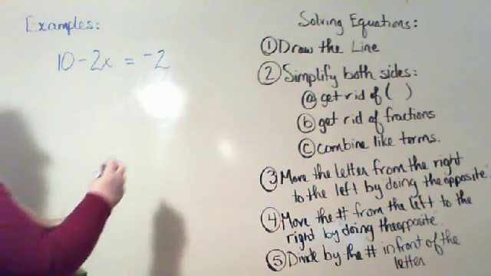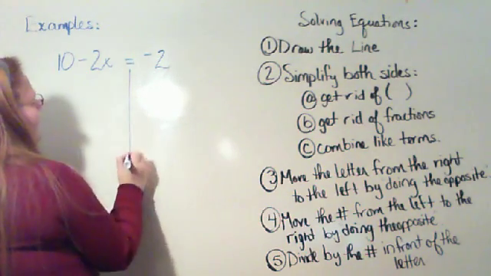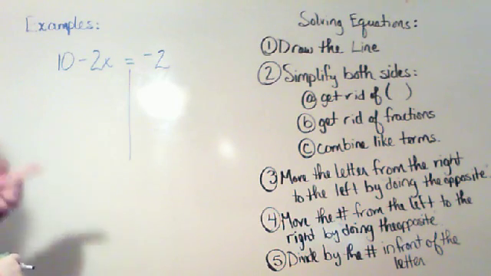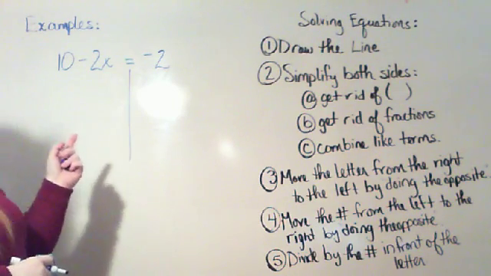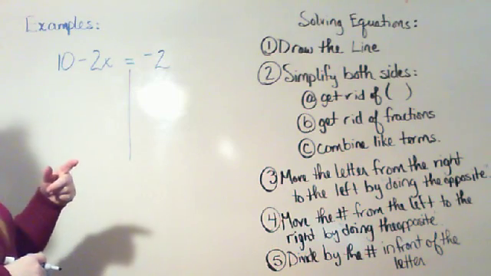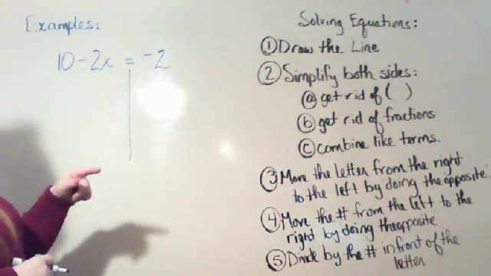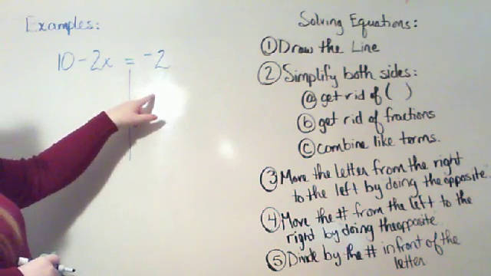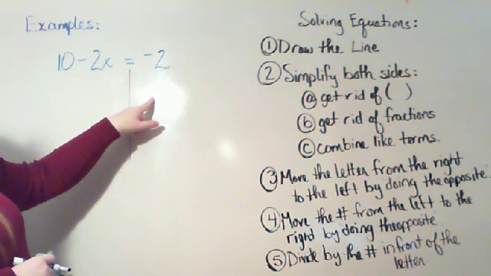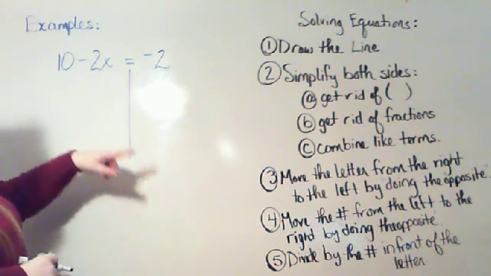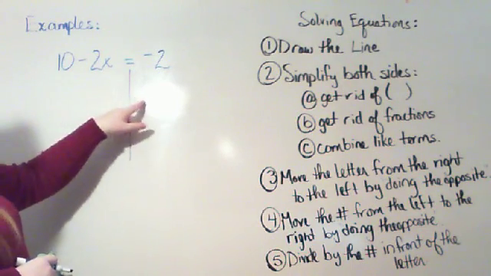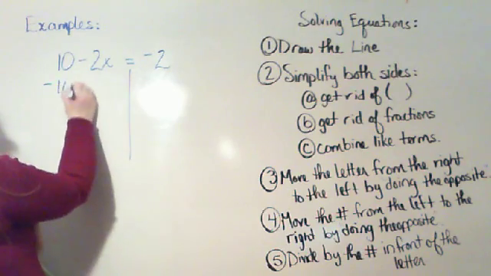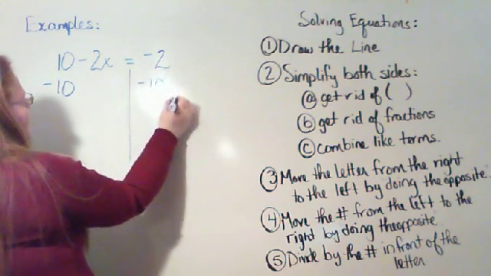Okay, so let's see. First we have to draw our line. Simplify both sides. We don't have any parentheses. We don't have any fractions. We don't have any like terms on either side. Move the letter from the right-hand side to the left-hand side by doing the opposite. We don't have a letter over here, so I get to skip that one. Move the number from the left-hand side to the right-hand side by doing the opposite. So I need to go minus 10 and minus 10.